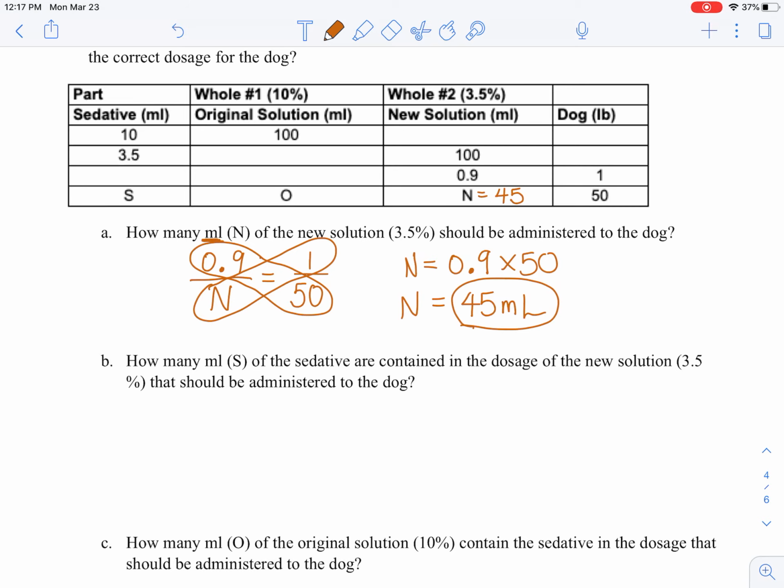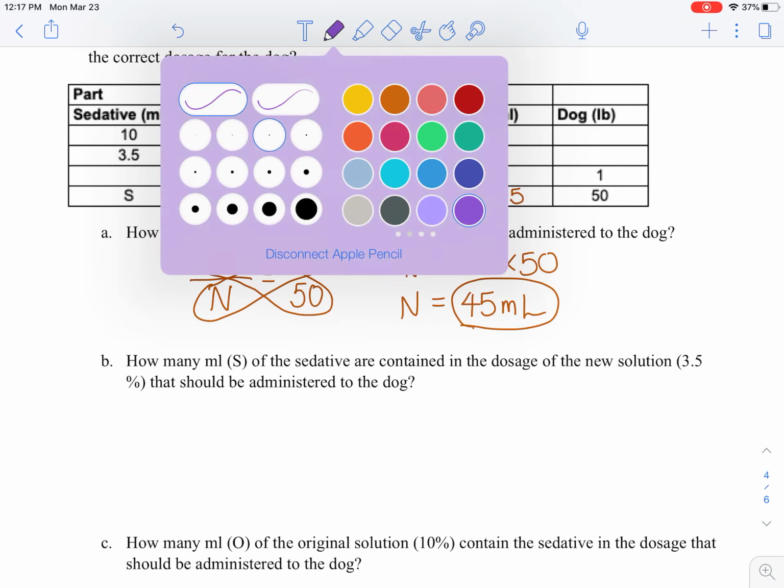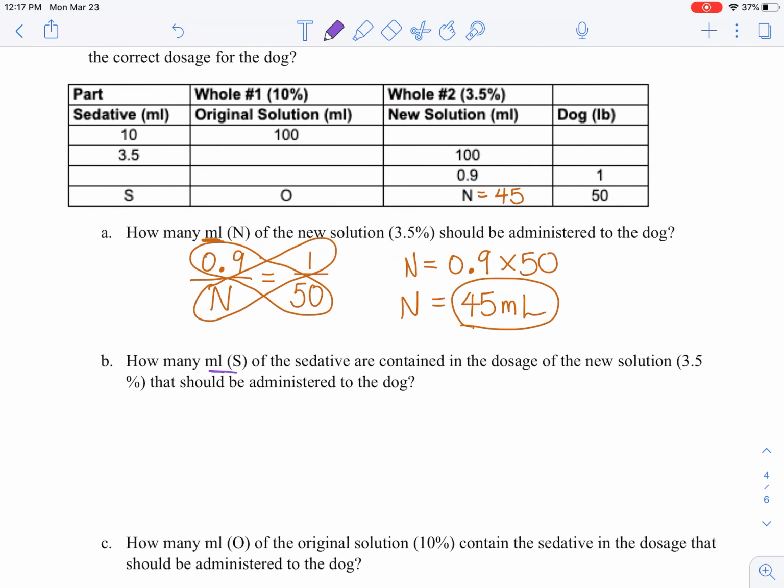How many milliliters? And this time we're looking for S, right? How many milliliters S of the sedative are contained in the dosage of the new concentration, 3.5%, that should be administered to the dog? What I'm going to do is find S in my table. Where is S in my table? Notice S is right here, right? And I will look for 3 other quantities in this table that I can use to set up a proportion, okay?